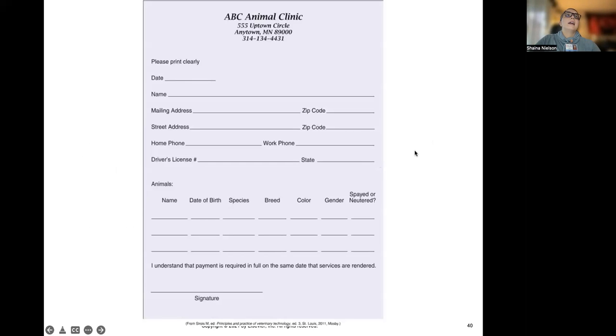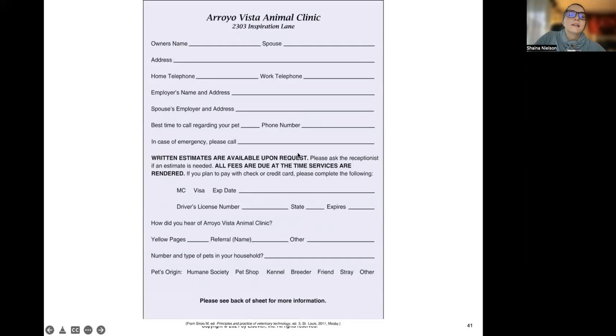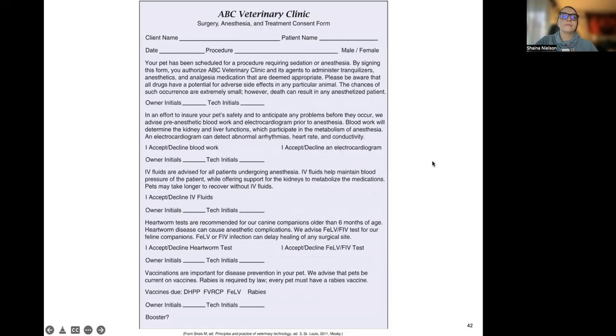So here we have a patient information form. We have client up top here, and then patient down below. So mailing address, phone number, driver's license, all of that. And then the animal's name, species, birth, breed, color, all of that. This is also another information sheet for the clients, and a different form, because we could just be asking them if we want cards on file, how did they hear about us? So these are just different questions, different forms that we can see it written as.